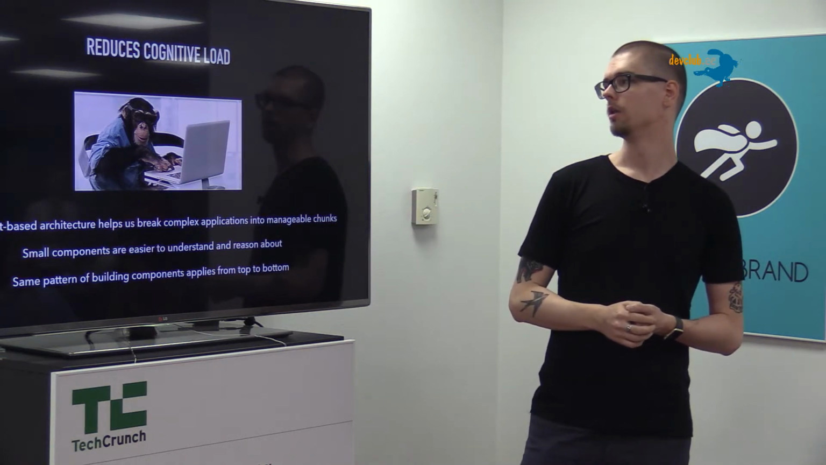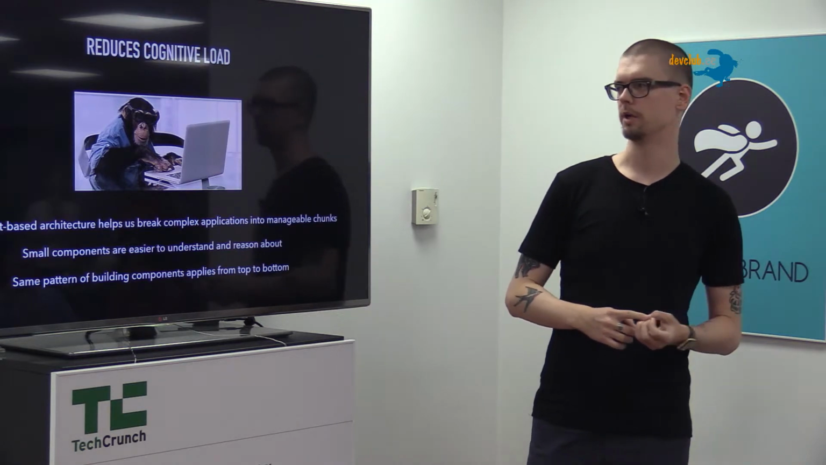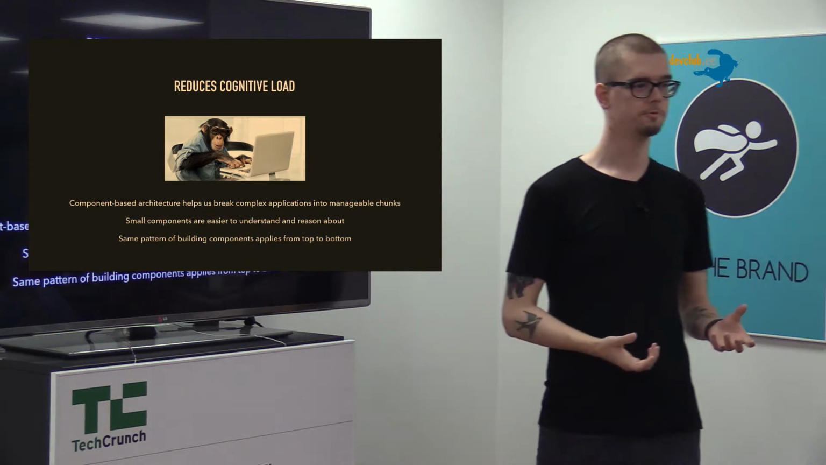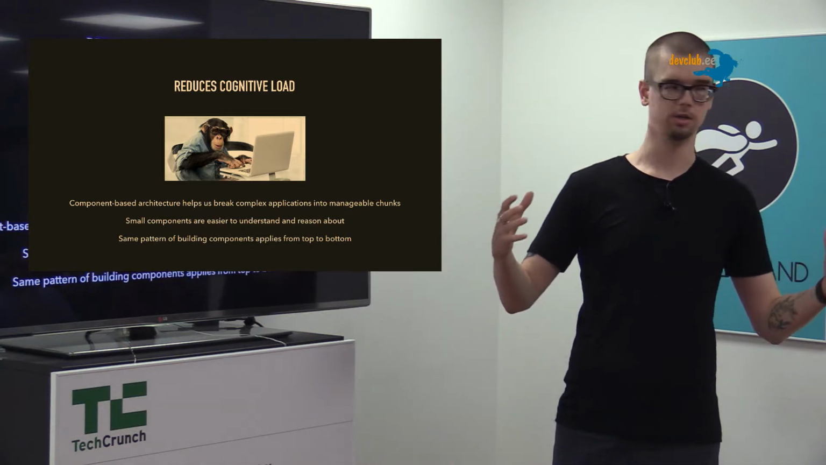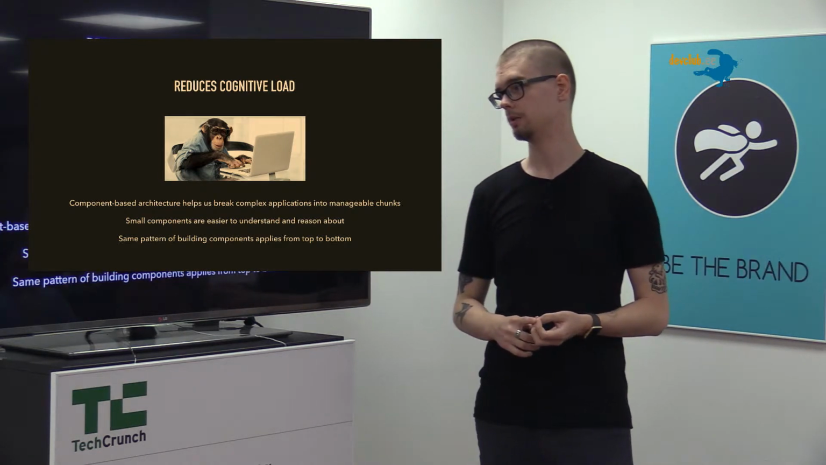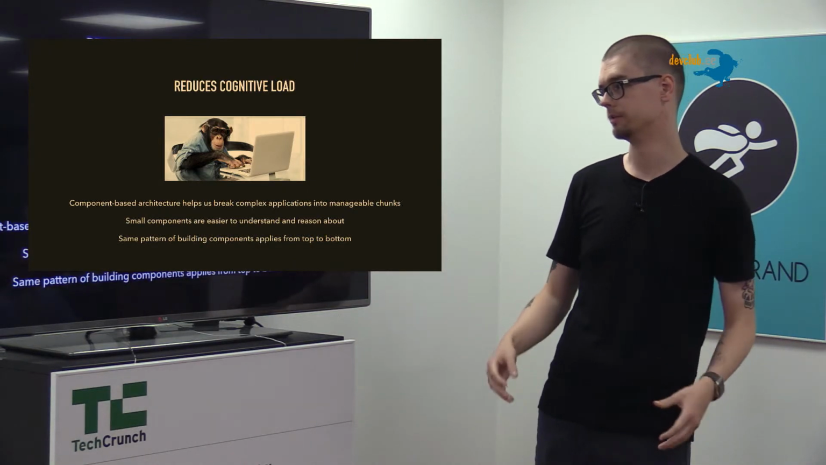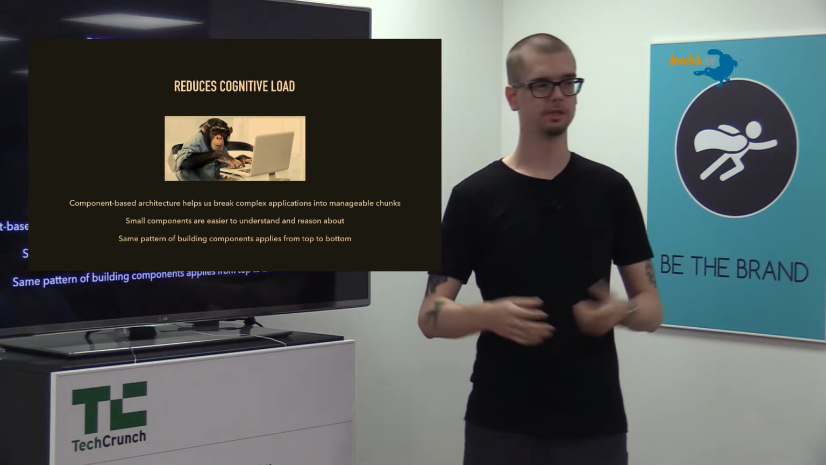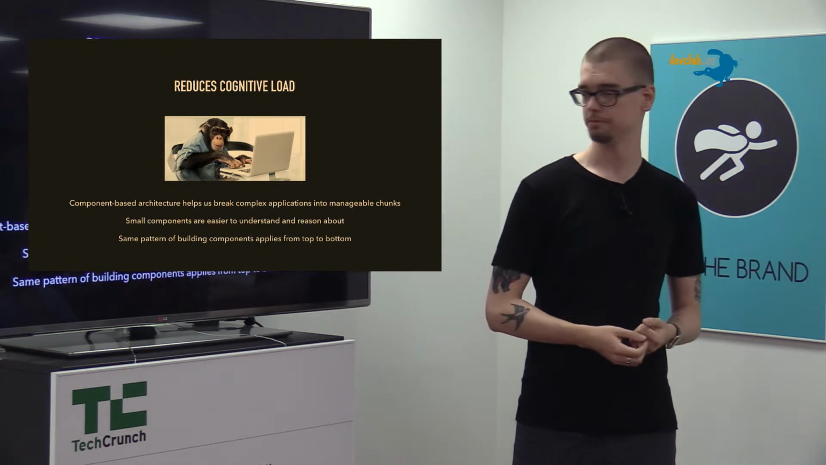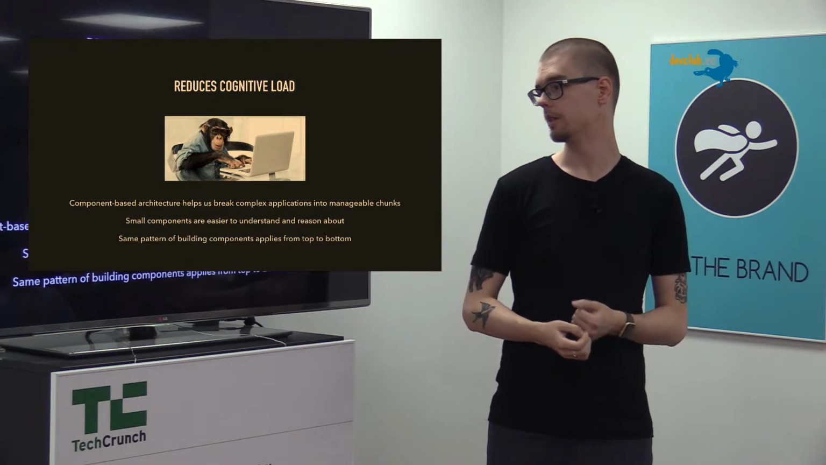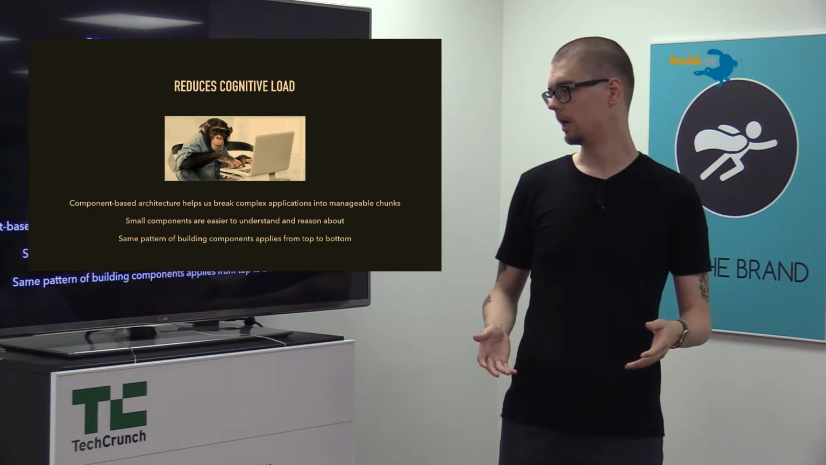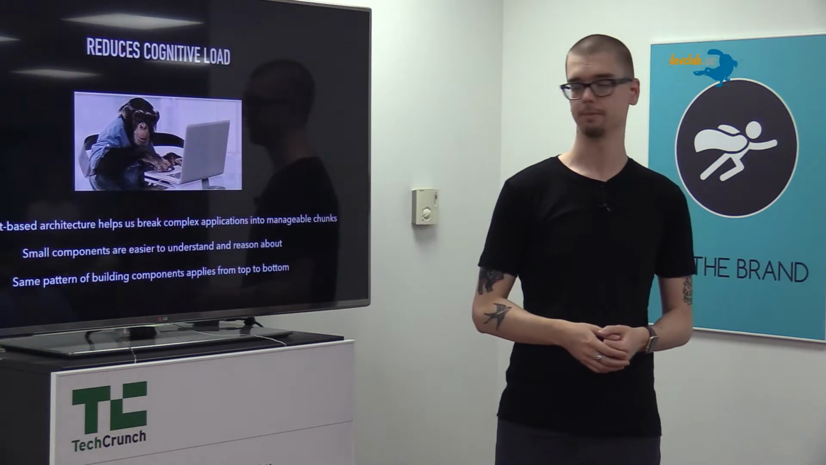So basically, this actually is an aspect that isn't talked about too much. Like, I think the biggest value of a component-based approach is that it reduces cognitive load. It helps us break huge applications that are complex into manageable chunks. Basically, it helps us with the problem that we're all basically naked apes mashing buttons, and we have fundamental limitations on how much we can understand at one point. So small components are way easier to understand and reason about. And another useful thing is that the same pattern of building stuff, so decomposing it into components, applies from the smallest element to the highest levels of your app.